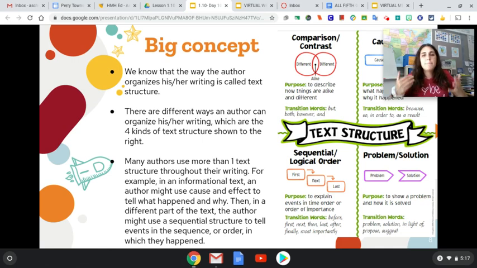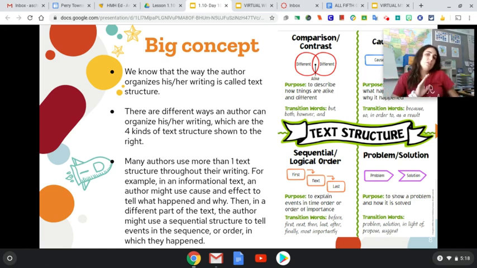All right, and like I said, our big concept today is text structure. We know that the way an author organizes his or her writing is called text structure. Information in text is so much easier to read when it has organization or some type of structure. Some authors may use compare and contrast as one of the types of text structure. Compare and contrast allows us to see similarities and differences between two or more topics. So we have 4 different types of text structure that we are going to decide between.